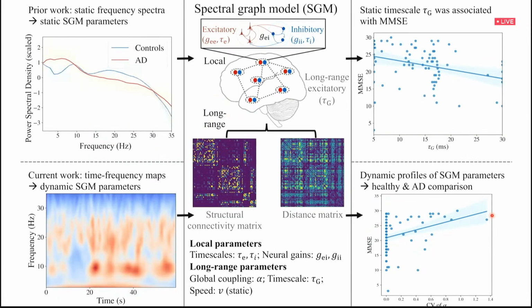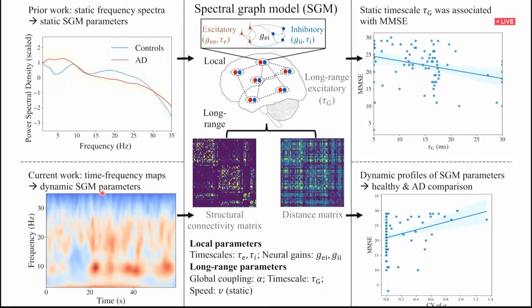So basically, all in all, what I have tried to show you is that in the first study, if we just look at static frequency spectra between AD and controls and do a model fitting, we get some parameters which are different between Alzheimer's disease and controls. They can be used to classify Alzheimer's disease from controls accurately, and if we look at relations between them, this tau g parameter was associated with global cognitive decline.